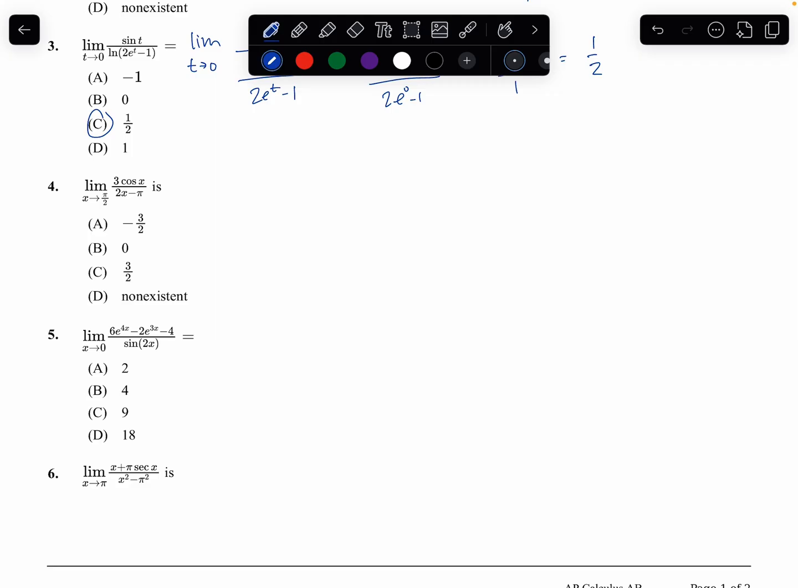Okay. And then again, if I plug in 1/2 into cosine, cosine of 1/2 is 0. So the numerator becomes 0. If I plug in 1/2 here, I'm going to get pi minus pi, which will be 0. Okay. So the limit as x approaches pi halves of negative 3 sine of x over 2 minus 0 over just over 2, right? And then if I plug in pi halves, I get negative 3 times 1 over 2, so negative 3 halves.